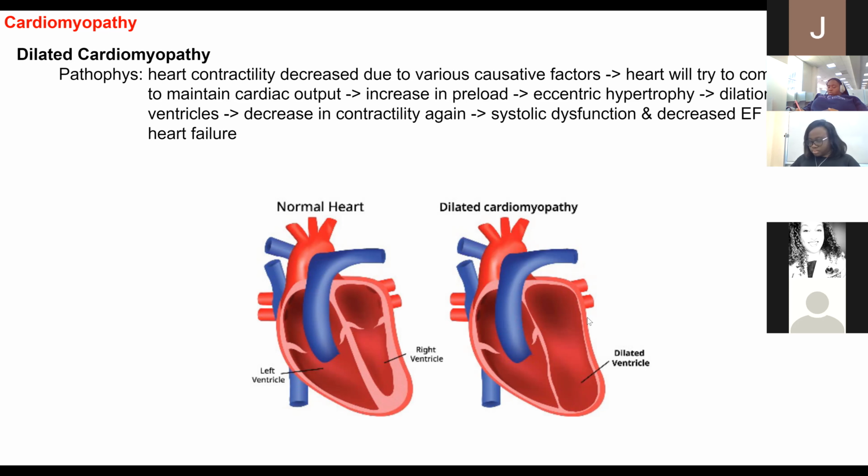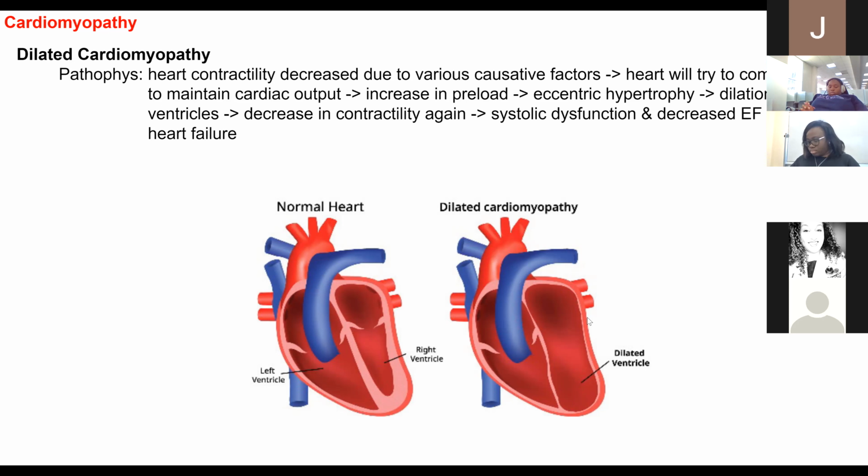So dilated cardiomyopathy, you need to know the association with eccentric hypertrophy, which is just when sarcomeres are added in series. And this is systolic dysfunction. You see how it's the opposite of hypertrophic cardiomyopathy, right? So just be able to make that association because they do ask stuff like that on the exam.